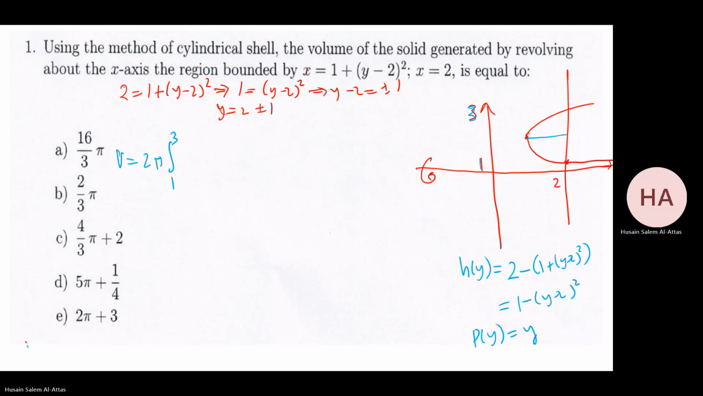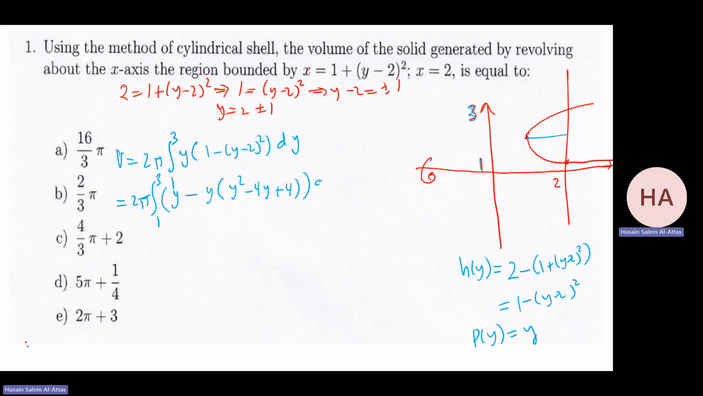So the volume will be 2π integral from 1 to 3 of y times 1 minus y minus 2 squared dy, which is just a matter of calculation. From 1 to 3 I have y minus y times this. What is this? This is y squared minus 4y plus 4 dy. Let me do the calculations. From 1 to 3, I have minus y cubed plus 4y squared minus 4y plus 1 minus 3y dy.